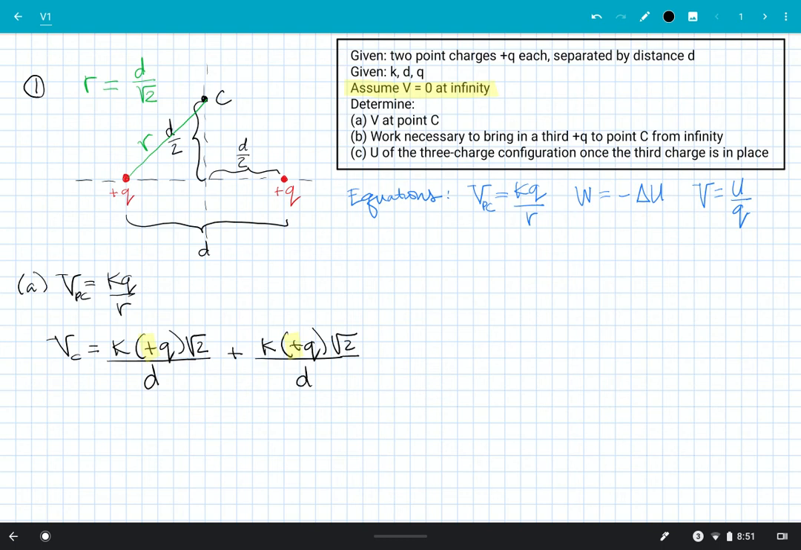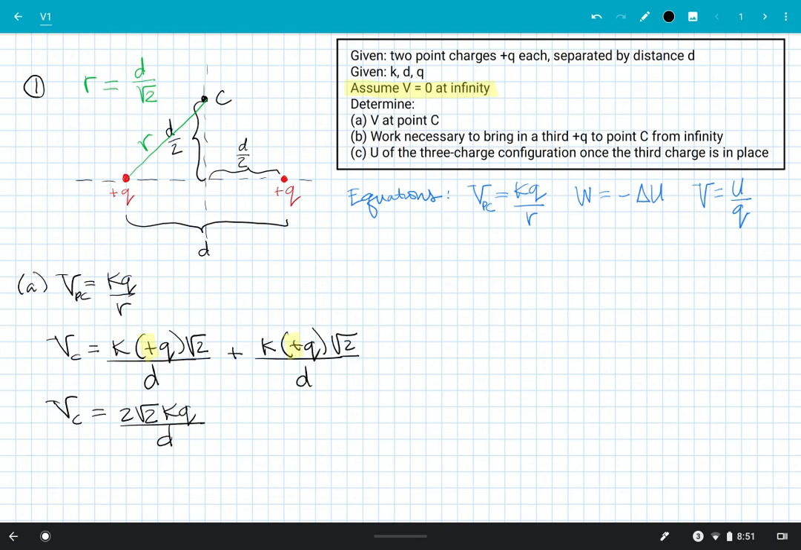Okay, so if we sum these two things, V sub C is 2 root 2 kq over d, and that's a positive quantity. Potential being positive means that it is an elevation that's higher than the 0. Okay, so that's part A.